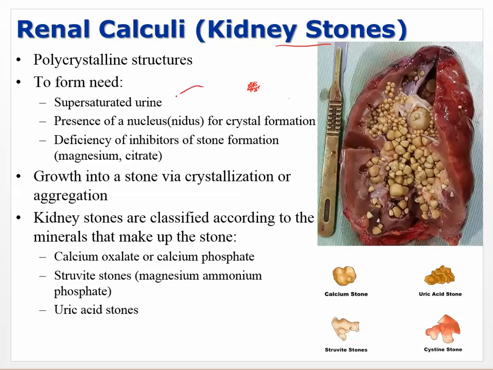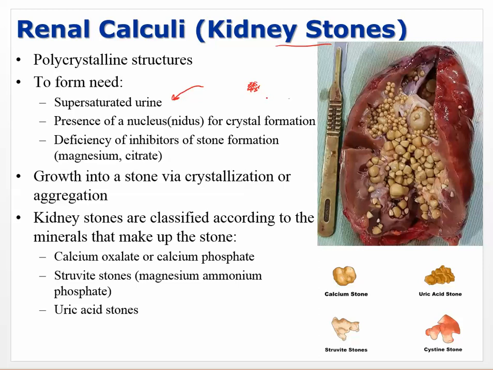So it starts from that supersaturated urine. There has to be that nucleation site, the presence of a nucleus for the formation, and then there are certain processes that can help prevent that from taking place. Magnesium and citrate can bind to molecules to keep them from collecting or forming a stone. And so we might have a deficiency of those.